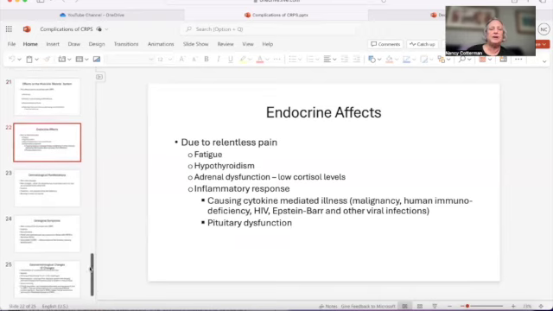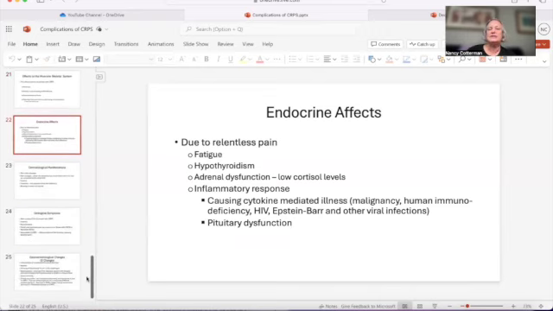Due to relentless pain, the endocrine effects include fatigue, hypothyroidism, which is low levels of thyroid hormones in the body, adrenal dysfunction, which causes low cortisol levels, inflammation process response that causes cytokines to mediate illnesses such as malignancy, human immunodeficiency, HIV, Epstein-Barr, and other viral infections, as well as pituitary dysfunction.